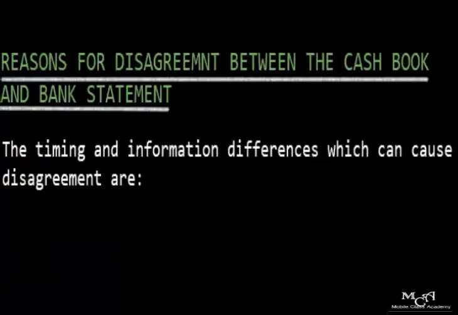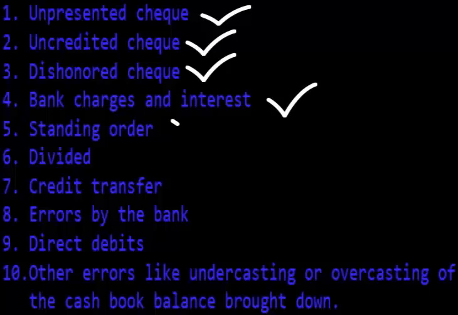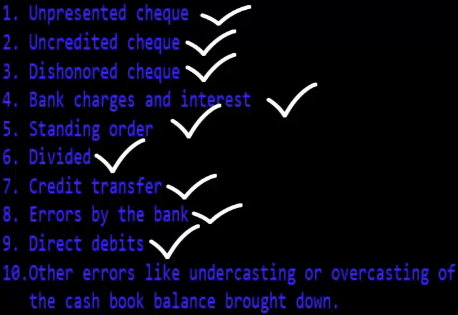Next, let's look at the reasons for disagreements between the cash book and the bank statement. The timing and information differences which can cause disagreements are: 1. Unpresented check. 2. Uncredited check. 3. Dishonored check. 4. Bank charges and interests. 5. Standing order. 6. Dividend. 7. Credit transfer. 8. Errors by the bank. 9. Direct debit. 10. Other errors like undercasting or overcasting of the cash book balance brought down.